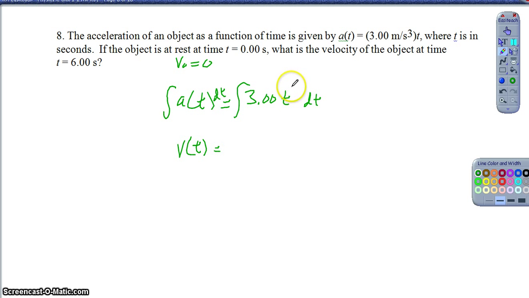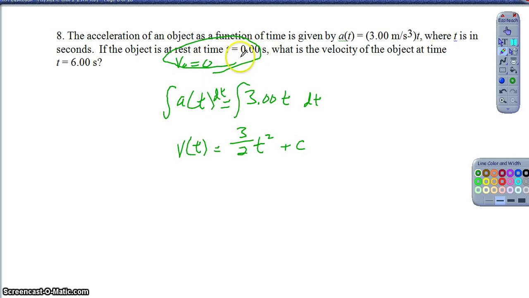Integrating, that's where we increase the power and then divide by that new power. So this would be 3 divided by 2, t squared, but then I do have that plus c hanging around. And the plus c is very important because we cannot just assume that it's going to be 0 or 1 or 6 or whatever it may be. We have to be able to definitively show what c is. And that's where this information comes into play.